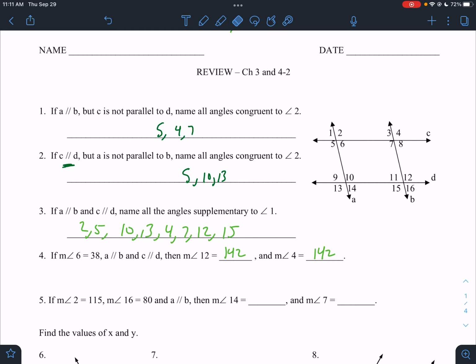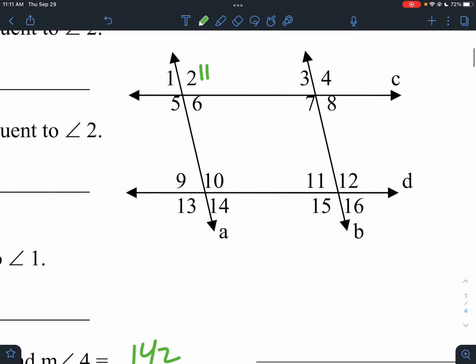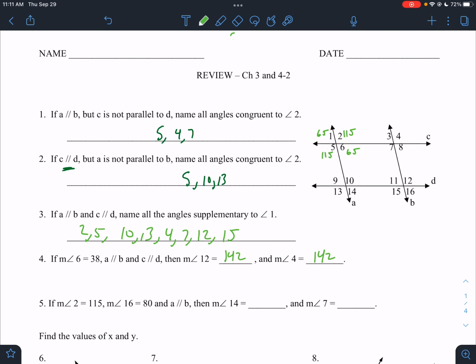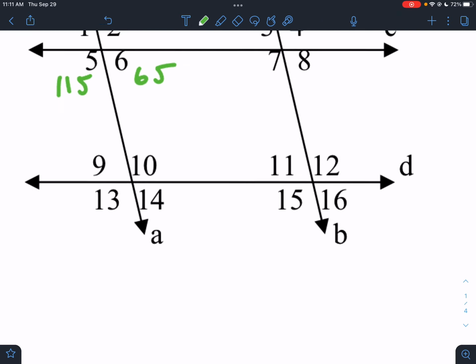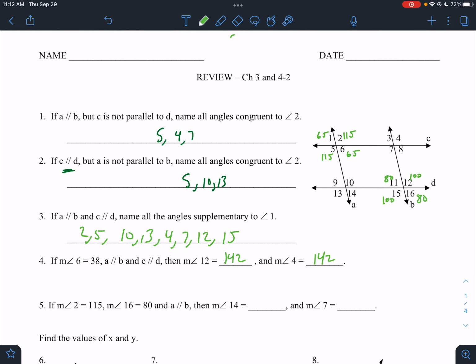And then we have another one here. It says angle 2 is 115. Love it. Hi, 115. That means this is 115. 65 and 65. I don't need parallel lines to know that. Those are just vertical and linear pairs. Angle 16 is 80 degrees. Oh. 80, 80, 100, 100. I don't need parallel lines for that.